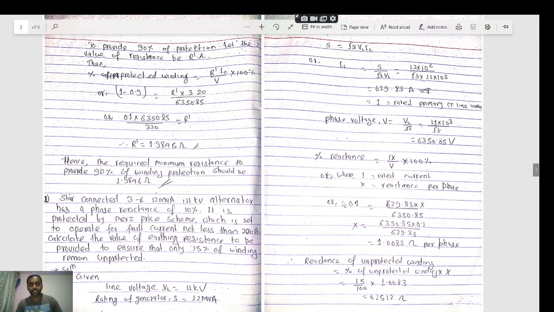So percentage reactance is given 10%, that is 0.1, equals rated current 629.83 into reactance per phase X divided by voltage per phase 6350.85. Now reactance per phase equals 6350.85 into 0.1 divided by 629.83, that is 1.0083 ohm per phase, the reactance of the winding.